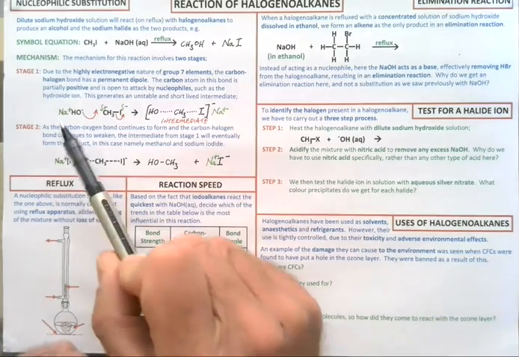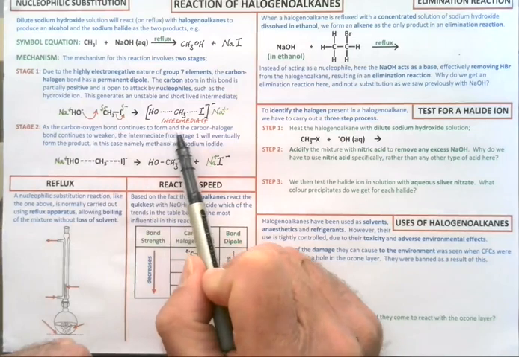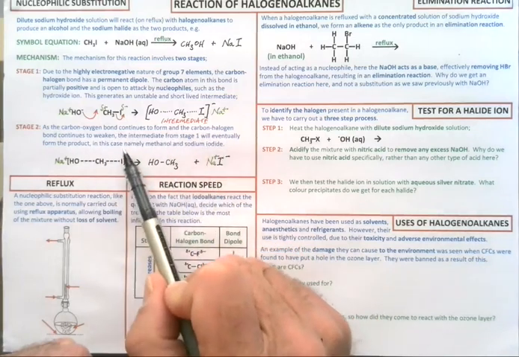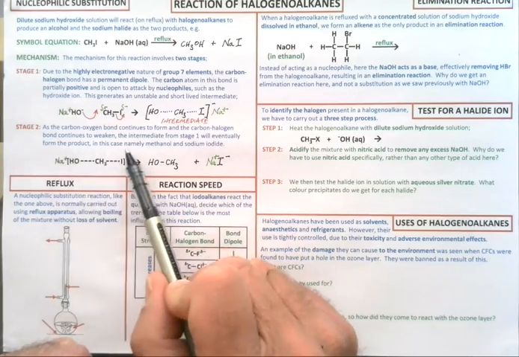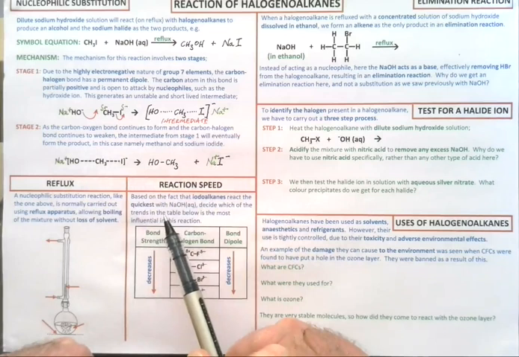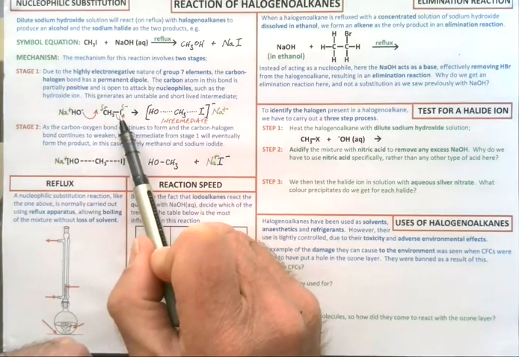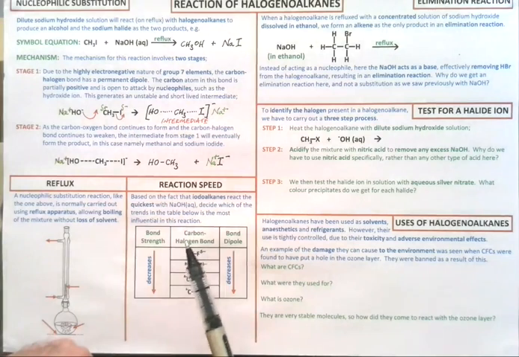Right then, step 2. As the carbon-oxygen bond continues to form and the carbon-halogen bond continues to weaken, the intermediates from stage 1 will eventually form the product. In this case, namely methanol and sodium iodide. If you were to choose a halogen here, we obviously could have fluorine or chlorine or bromine or iodine. Iodine is always preferred, and we'll talk about why down here in a second.